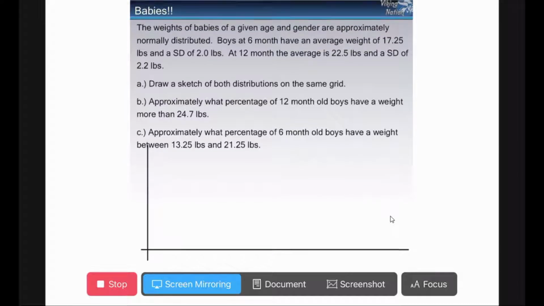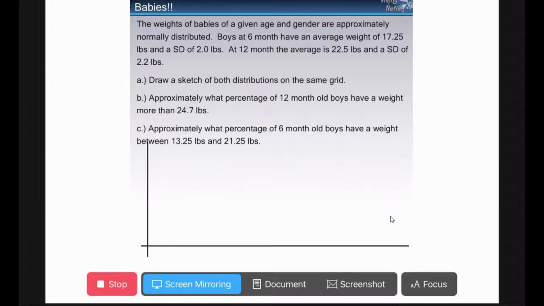Let's see what's being asked. Let's try it on our own, and then let's work through it together. The weights of babies of a given age and gender are approximately normally distributed. Boys at 6 months have an average weight of 17.25 pounds. Let's highlight our important information as we go. Average weight of 17.25 pounds and a standard deviation of 2 pounds. At 12 months, the average is 22.5 pounds and a standard deviation of 2.2 pounds.